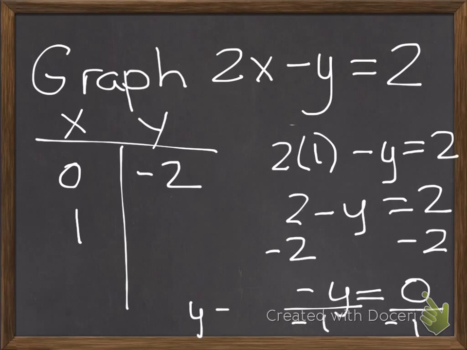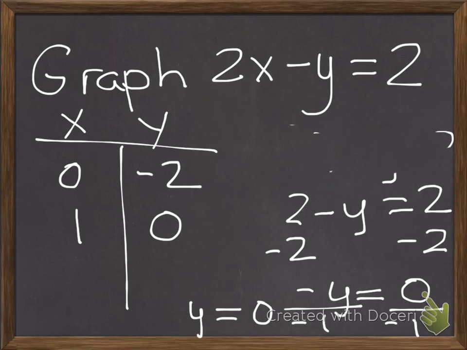So y would be 0. So these would be my 2 points that I'd graph from the table. And this actually worked out to be the x and y intercepts, which doesn't usually happen, but this has happened. So we would graph them.